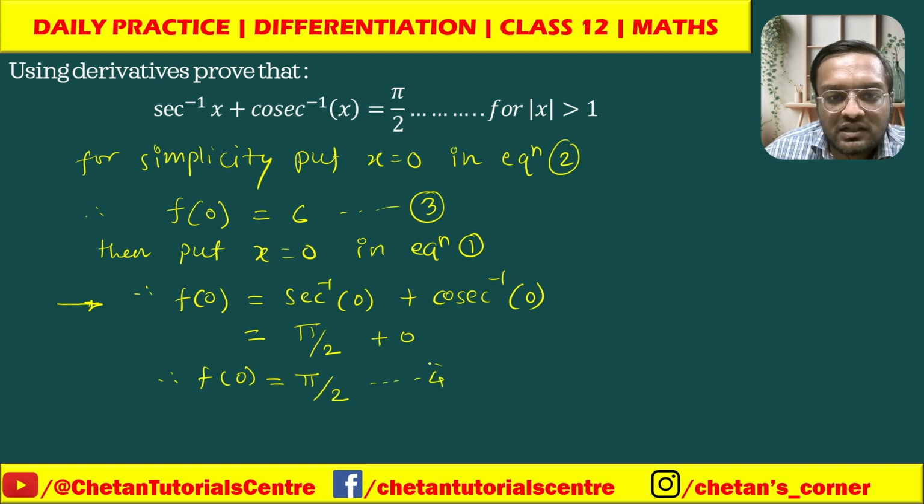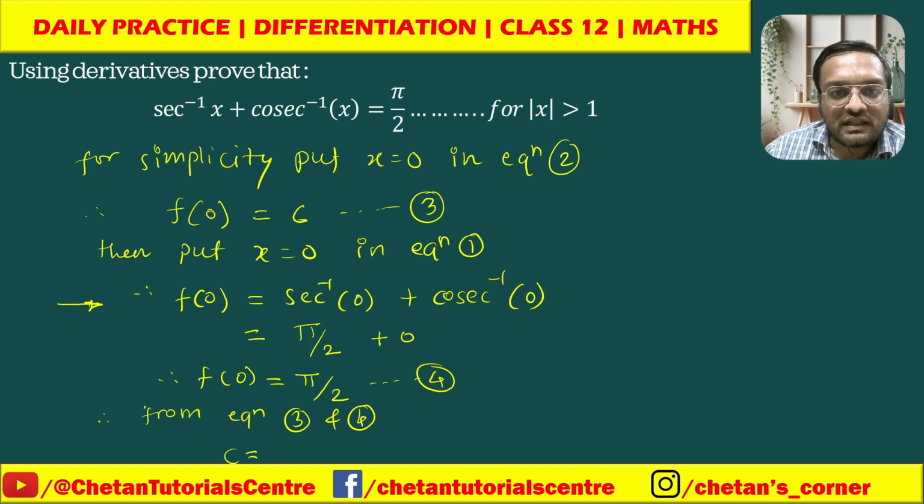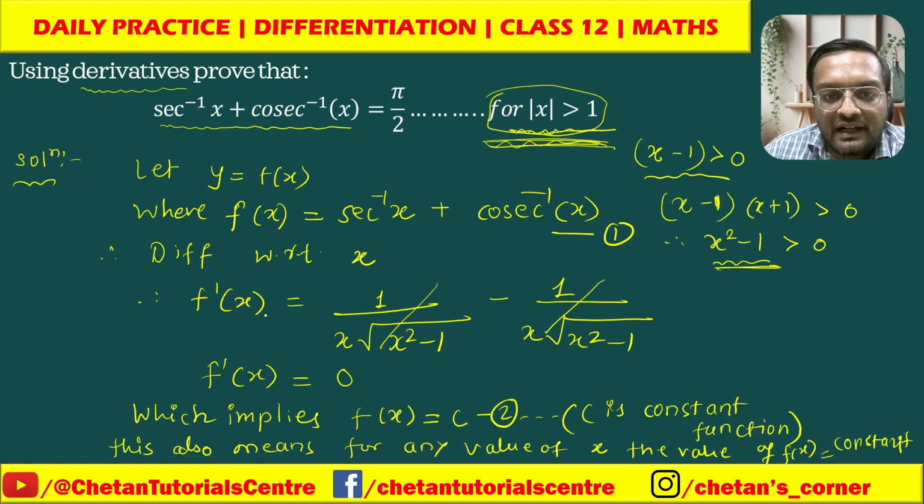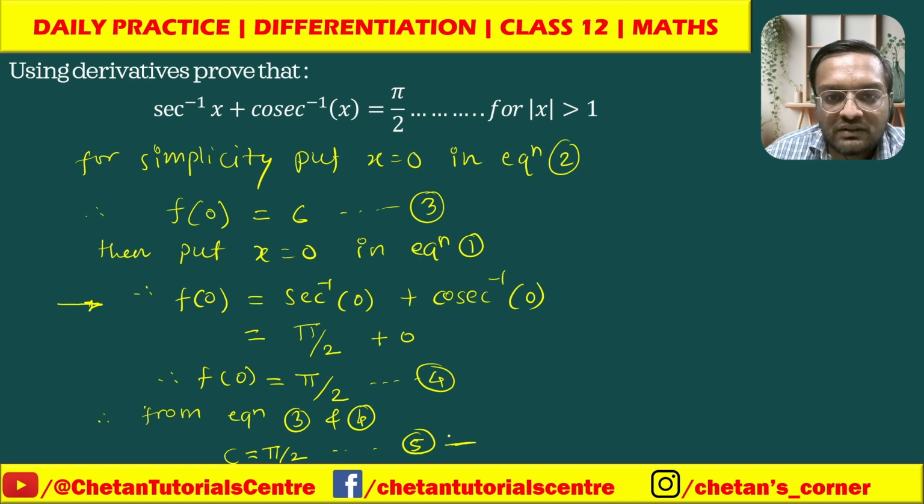I will mark this as equation number 4. Therefore from equation 3 and 4, I will get the value of c, which is equal to pi by 2, and I will mark this as equation number 5. Now what I will do, I will equate equation number 2 and equation number 5.